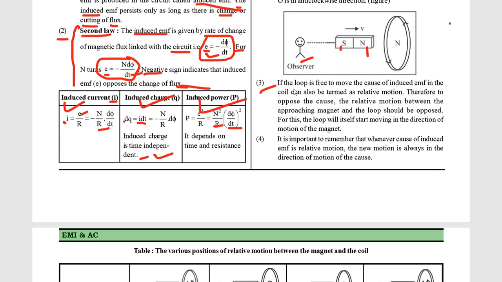Third point, if the loop is free to move, the cause of induced EMF in the coil can also be termed as relative motion.